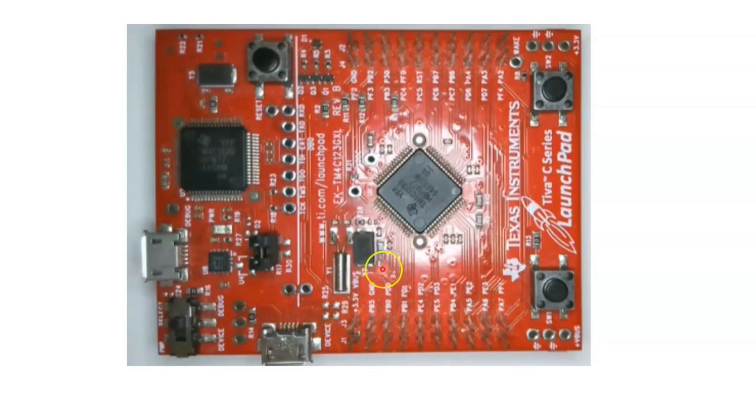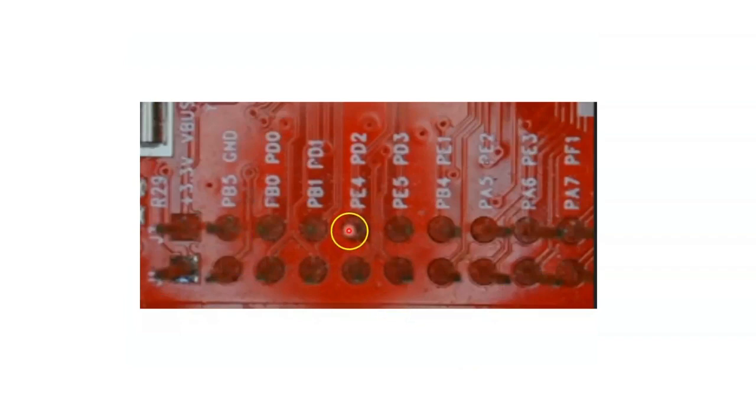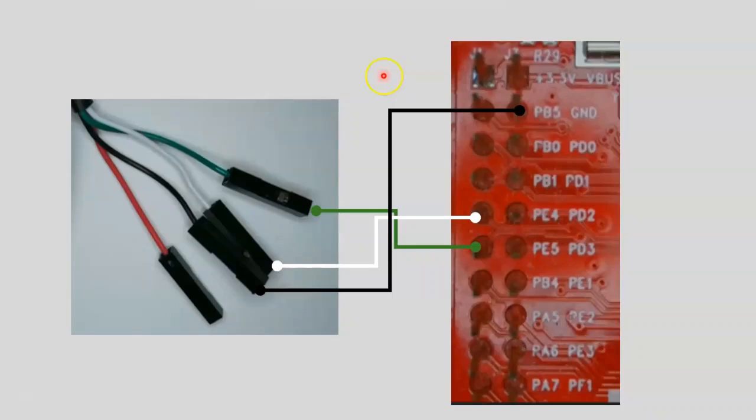And I like to focus on this part of the board. Let me zoom in here to this part, and let me just turn it round like here. And I connect the green pin of the cable to PE5, port E bit 5, which is this one here. Notice there are two rows of pins.